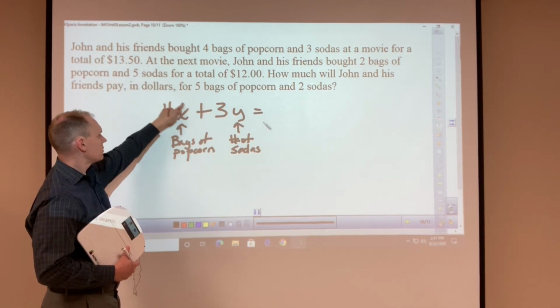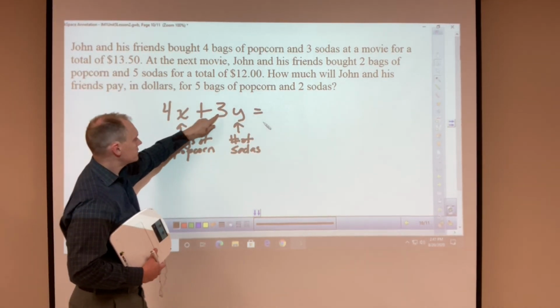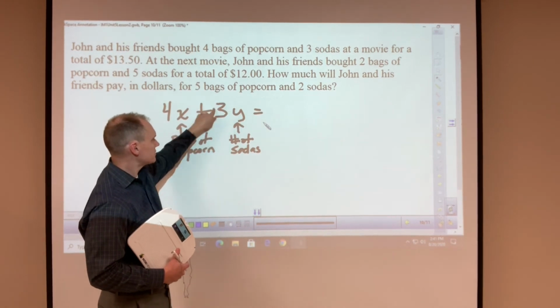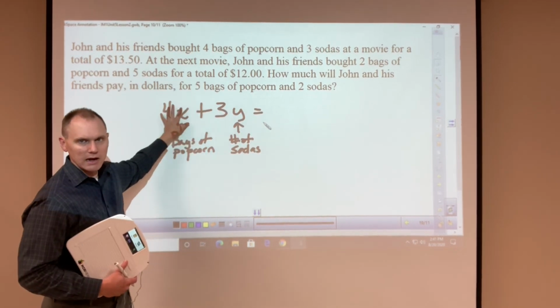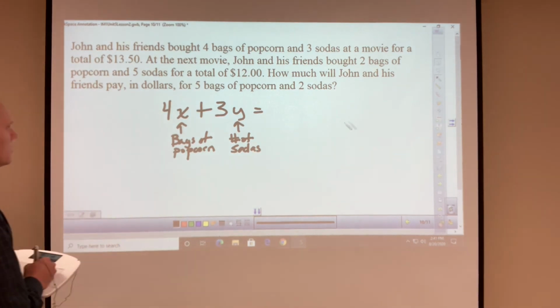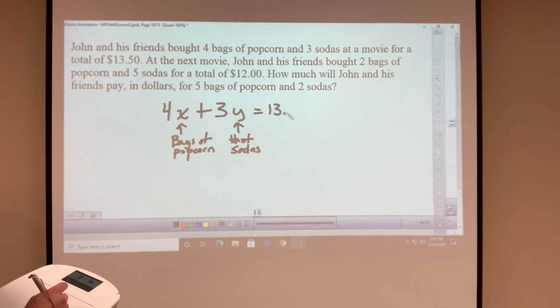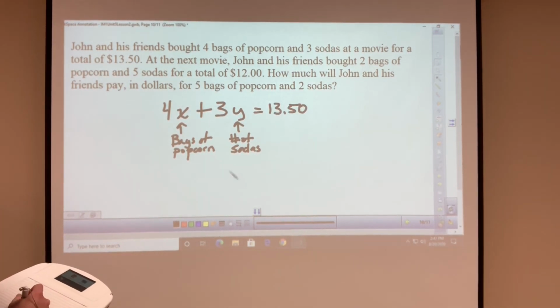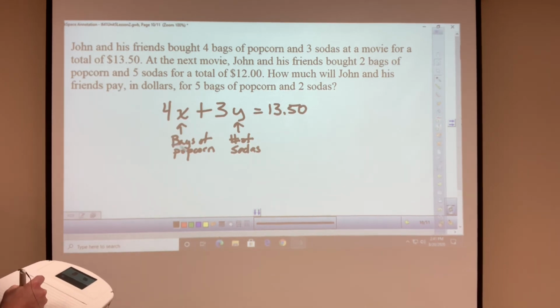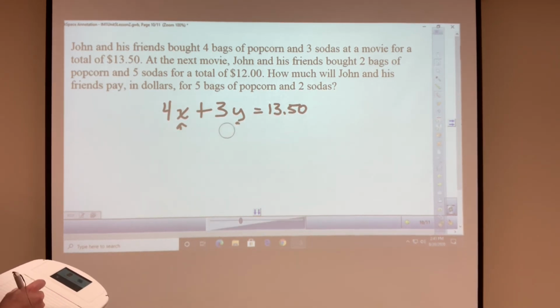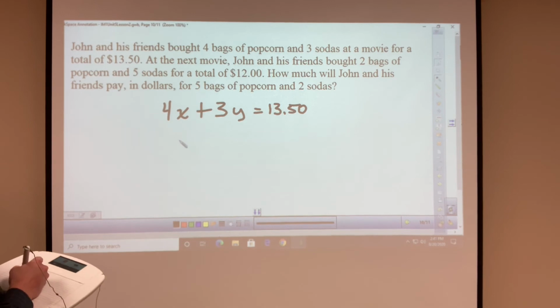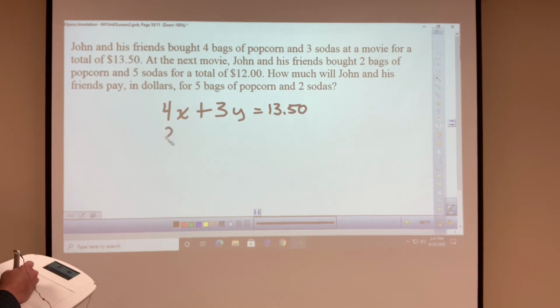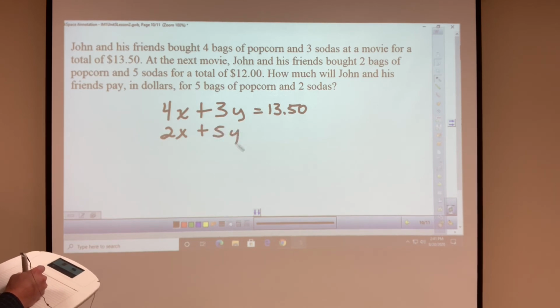That's going to give us the total amount that we've spent on popcorn, plus 3 times the number of sodas we bought. That's going to give us the total amount spent on sodas. Add those together, and you should get the total price, which is $13.50. All right, and then below that, we'll do the second time that they went. They bought 2 bags of popcorn, so 2X, plus 5 sodas, so it'll be 5Y, equals a total of $12.